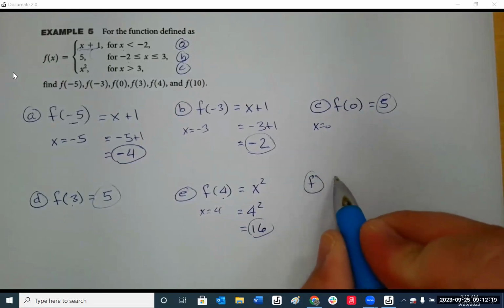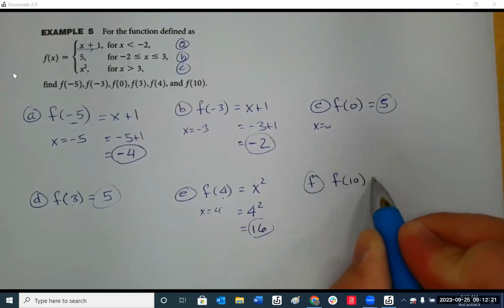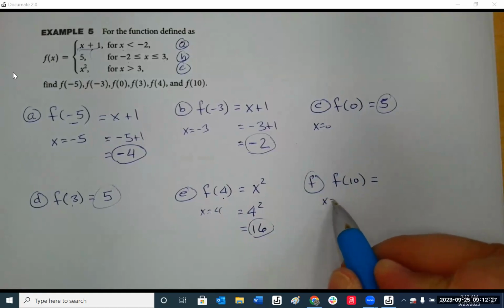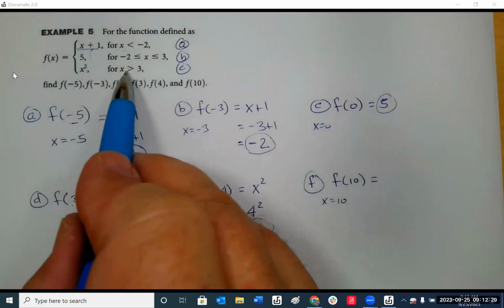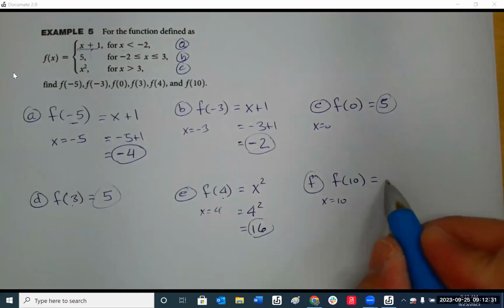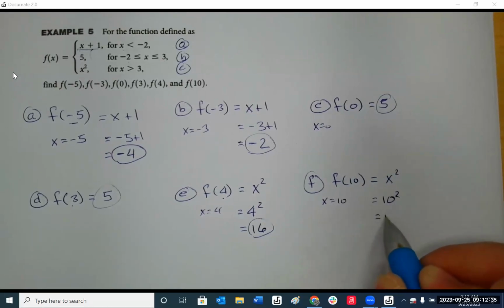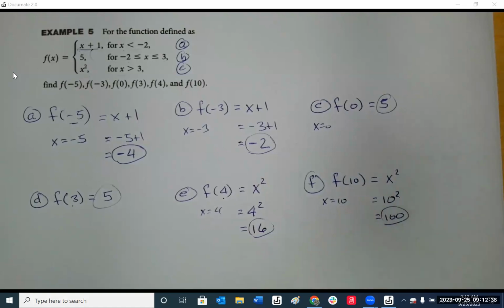And the last one, f of 10. Yeah, because our x value is 10, and since x is bigger than 3, it has to be this one. So it's 10 squared, which is 100. So far, so good?